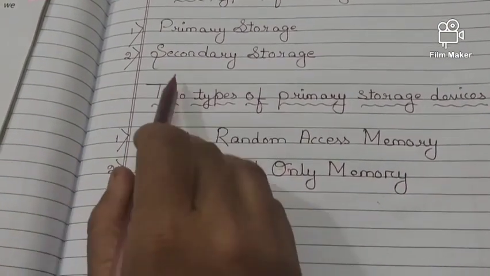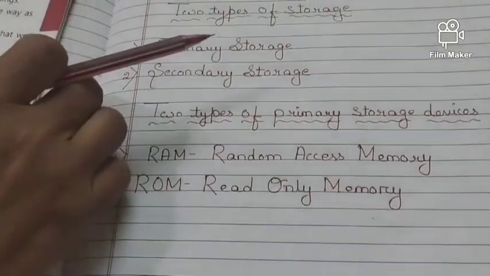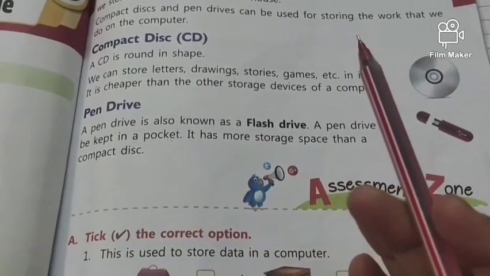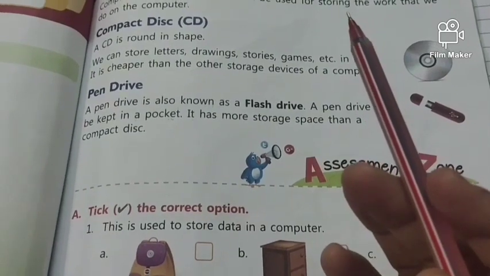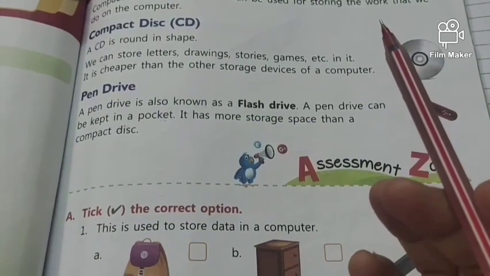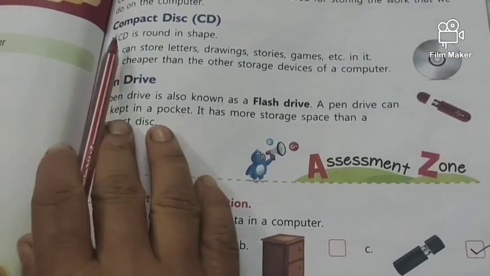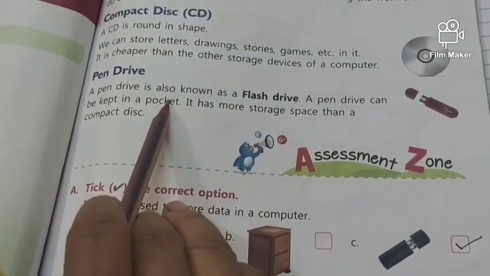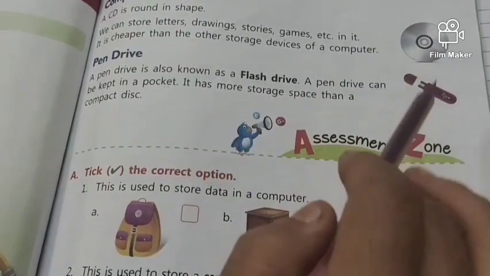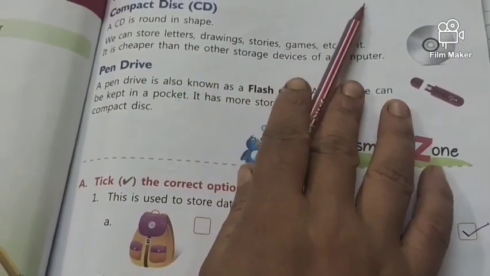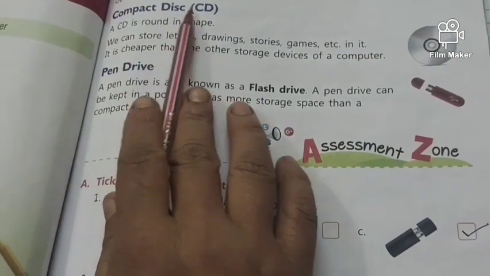Okay, now we come to the secondary storage devices. The secondary storage devices comprise many things. Here it is given compact disc and pen drive, but besides that there are floppy, multimedia sticks, memory cards. Many storage devices are there. But here we are going to read about what? The compact disc, CD, and the pen drive. Basically these two are used. Compact disc and pen drives can be used for storing the work that we do on the computer.